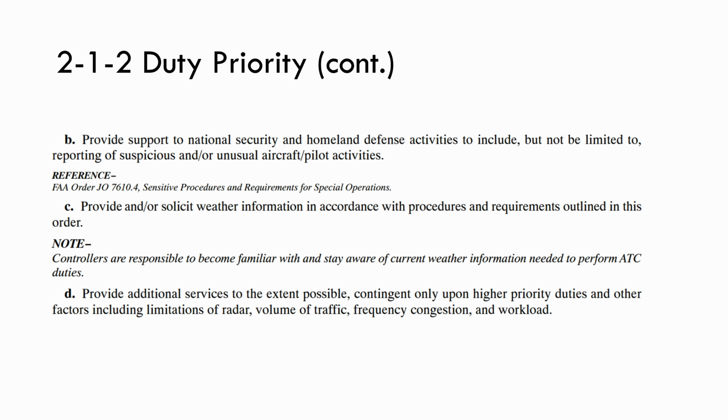Continue to dissect section 212. Some things will become abundantly clear and almost familiar to us based upon the primary purpose of the ATC system. Keep in mind, because our duties are aligning with those exactly, and subparagraph B, C, and D is no exception. B especially provides support to national security and homeland defense activities to include but not limited to reporting of suspicious and/or unusual aircraft or pilot activities.